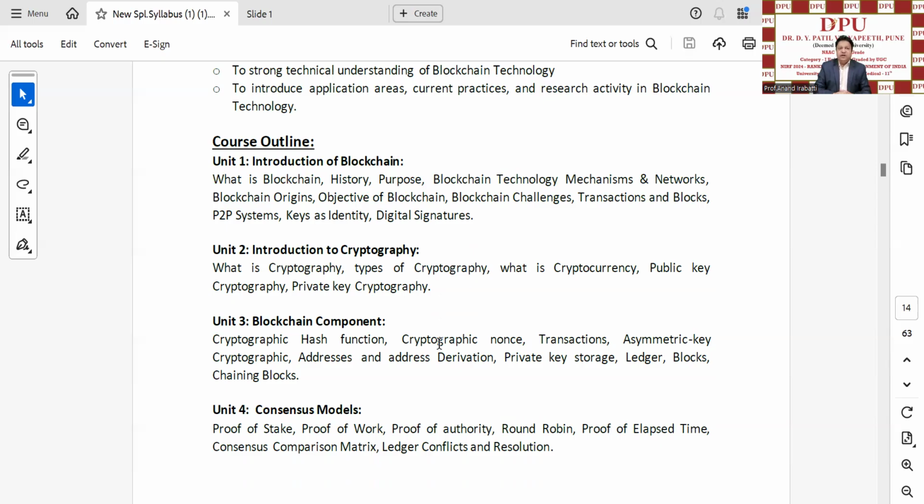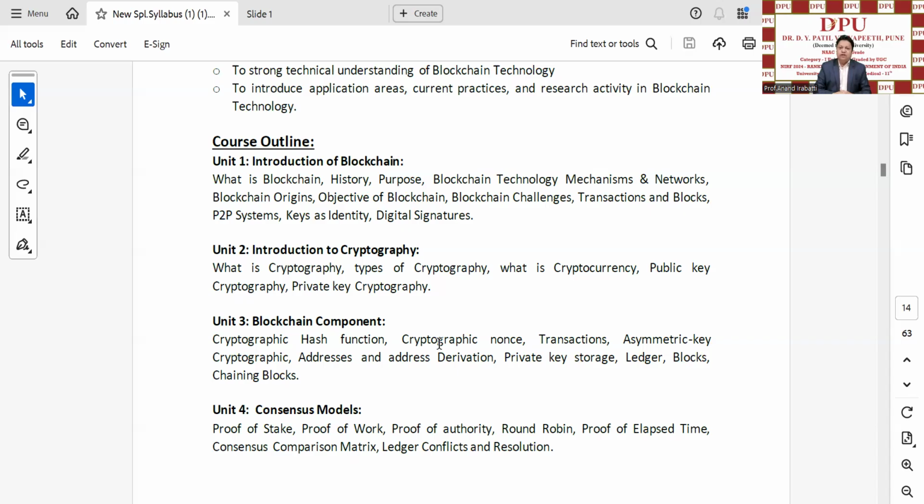So the first component could be the cryptographic hash function. You can see the hash value. The second one is the cryptographic nodes. The third one is the transaction. The next one is the asymmetric cryptography, addresses, address derivation, private key storage, ledger, blocks, and chaining blocks. So the third unit will give you the understanding of blockchain components.